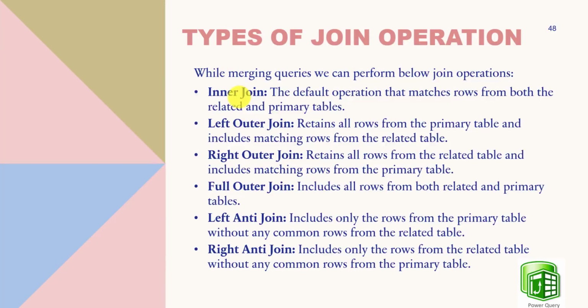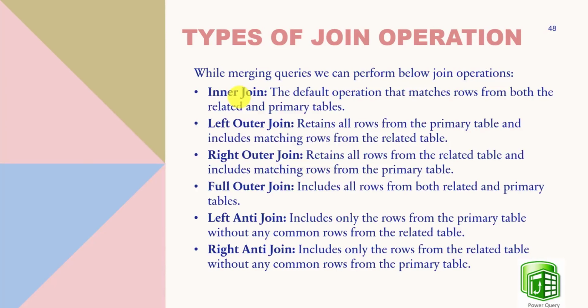These are inner join, left outer join, right outer join, full outer join, left anti join, and right anti join. You can read it like this: inner join matches the rows from both the related and primary tables, and it will reflect all the matching values in the table. Left outer join retrieves all the rows from the primary table and includes the matching rows from the related table, that is the secondary table.